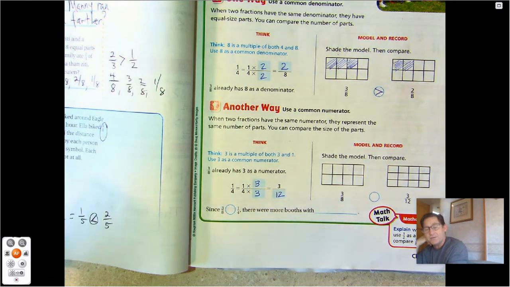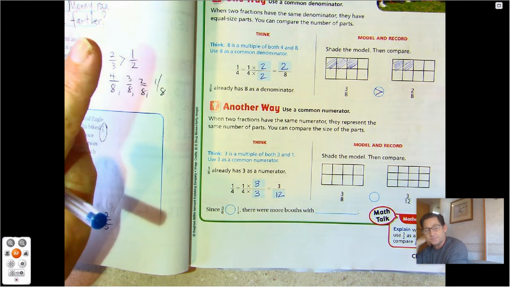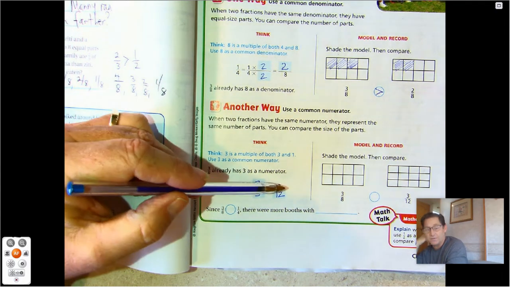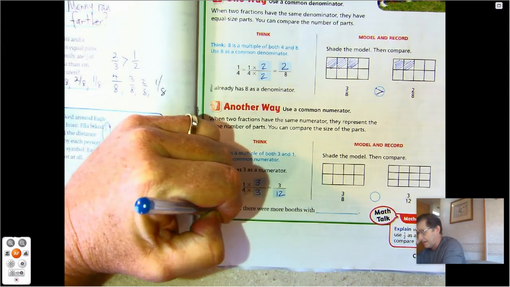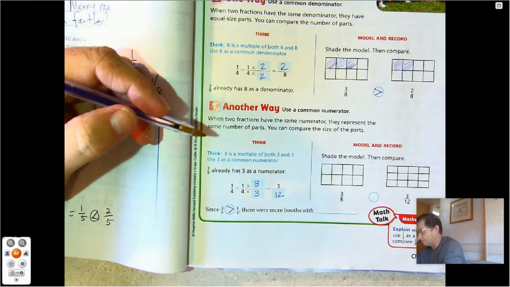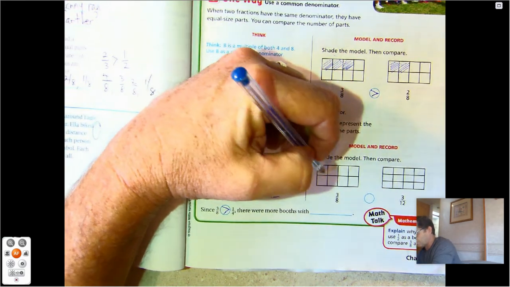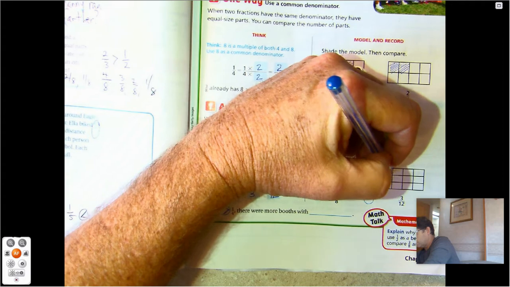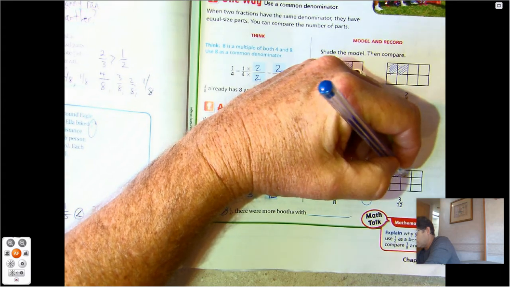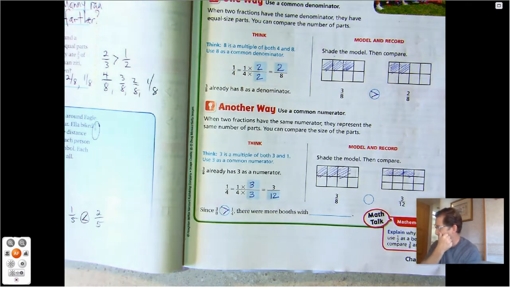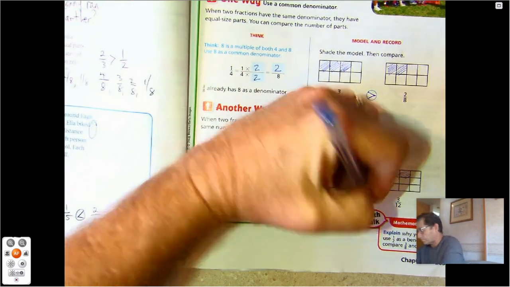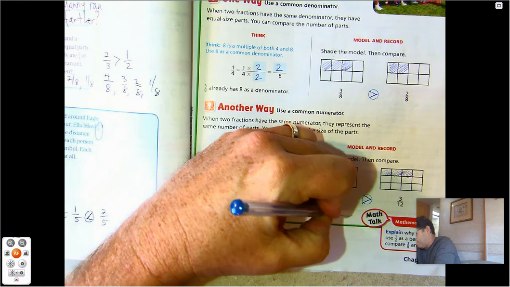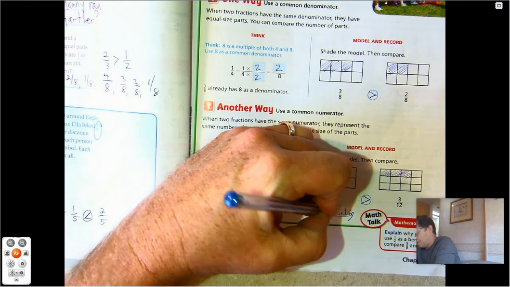So they have the same number of parts. Which one has bigger pieces? The 1/8 is bigger than a 12th. So 3/8 has to be bigger than 1/4. So 3/8, that means there's face painting in that question. Okay, so that's 2 of the ways.